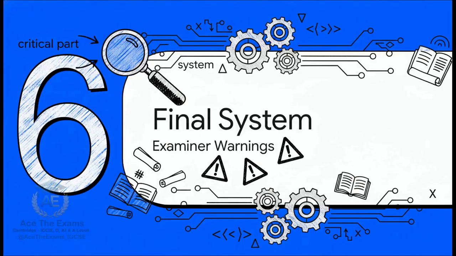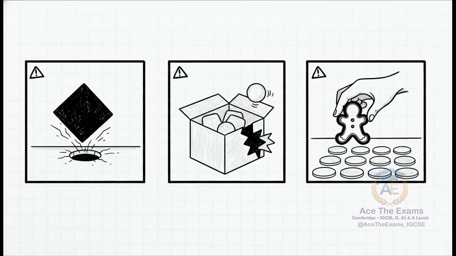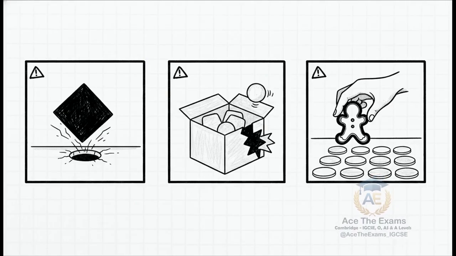Section 6, the final system and examiner warnings. We are now at the most critical part of this explainer, the inside track straight from the principal examiner reports on why students lose marks. Examiners consistently note 3 major mistakes year after year. These are the traps you must avoid using our 3 rules for top marks: command word decoding, Peel framework application, and a strict time management matrix.